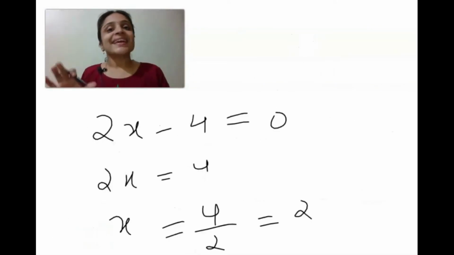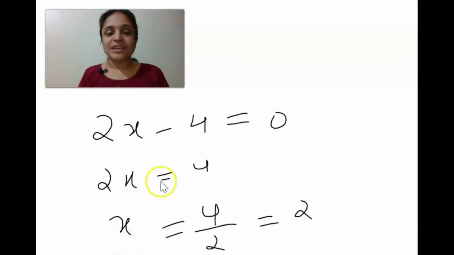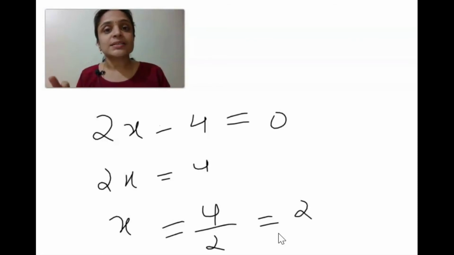But consider a linear equation in one variable. For example, 2x minus 4 equal to 0 is a linear equation in one variable. And here we have 2x equal to 4. And what is x? x equal to 4 by 2 equal to 2. So x can have only one value, that is 2. So a linear equation in one variable can have only one solution.